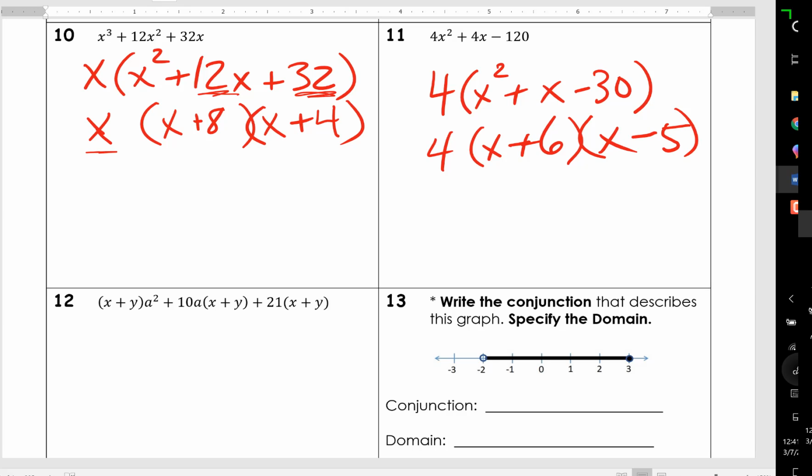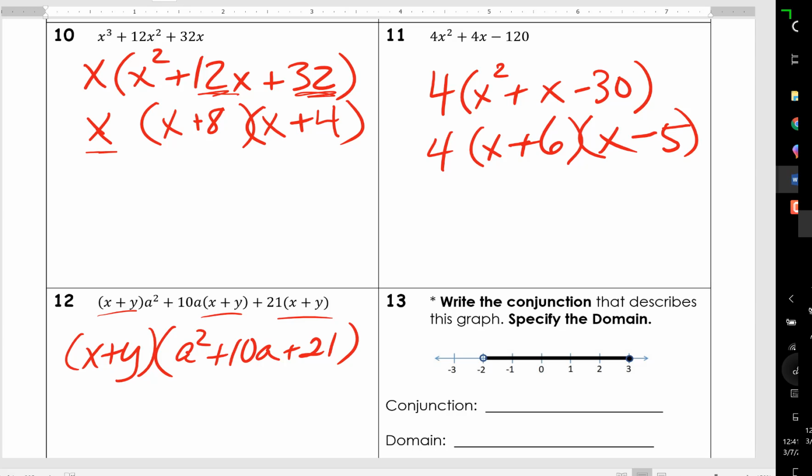All right, and then on number 12, if you look here, you've got a common factor of x plus y for every term. So you factor that out first, and then you see what you have left. You have a squared plus 10a plus 21. Now you have to factor that quadratic, but don't lose your x plus y. It's still sitting there. All right, so for a squared plus 10a plus 21, you're looking for two numbers that their product is 21 and they add up to 10, and that's going to be 7 and 3.